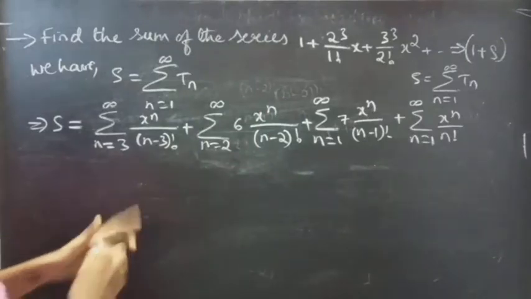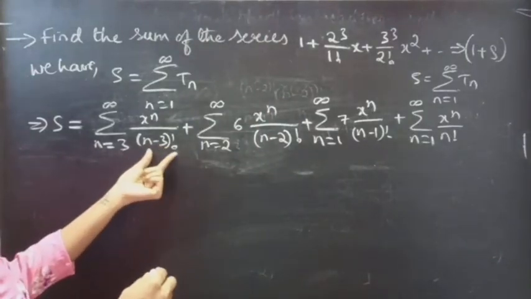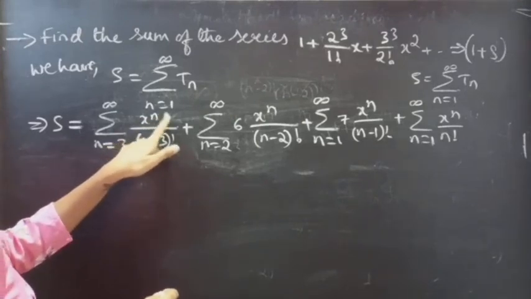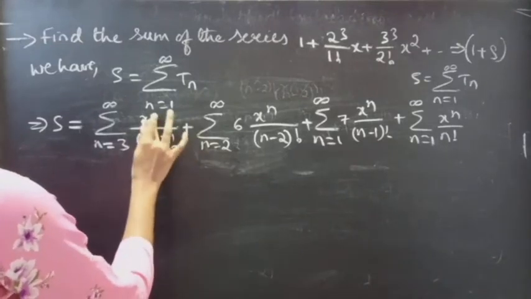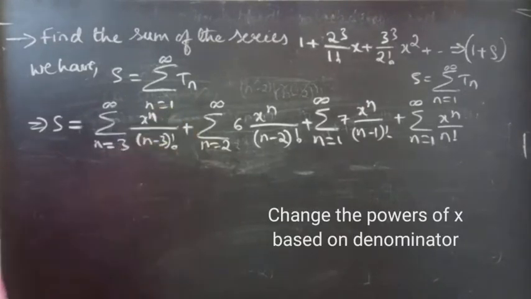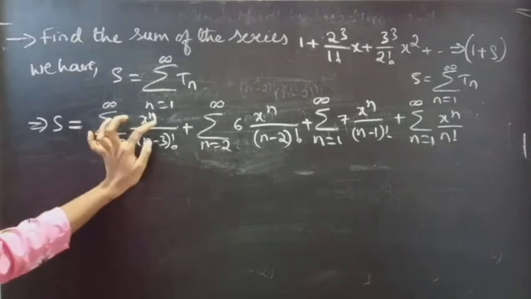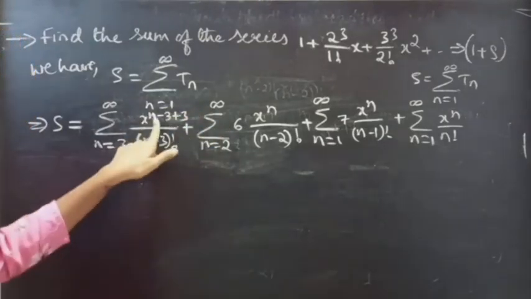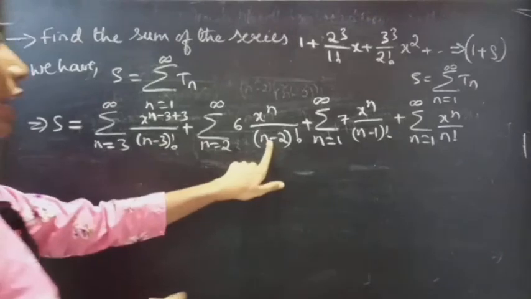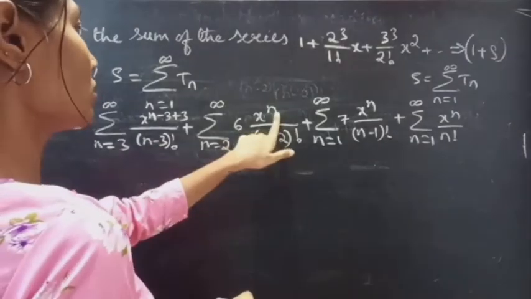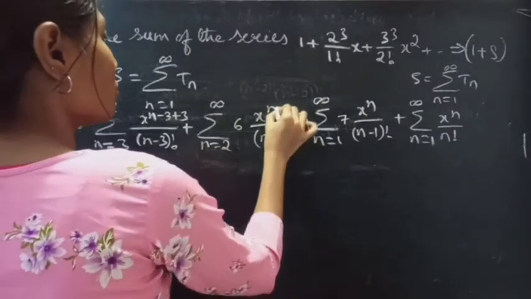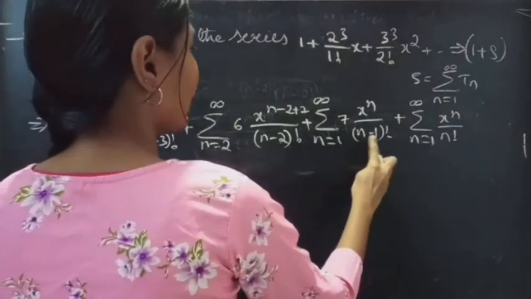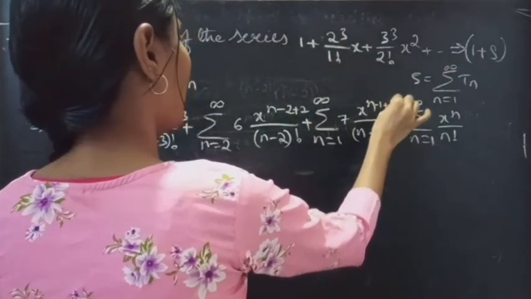Since we are having n minus 3 factorial in the denominator, we need to get n in terms of n minus 3 here. So we'll add and subtract 3 to the power of x. Here you're having n minus 2 in the denominator, so we'll change this n in terms of n minus 2. So we'll subtract and add 2. And here you're having n minus 1, so we'll subtract and add 1.